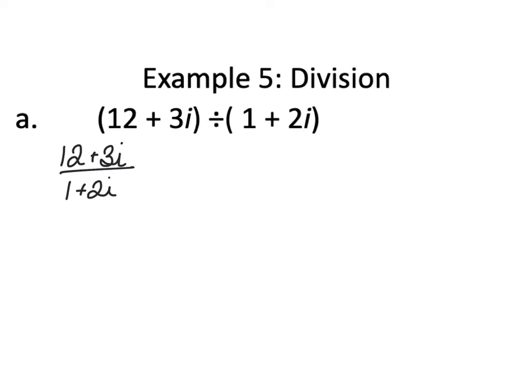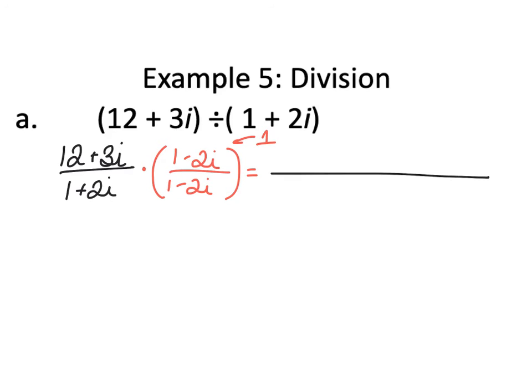So in this division problem, I am going to multiply by a disguised form of 1 using the conjugate of the denominator, which would be 1 minus 2i. So I have to do that on the top and the bottom because this now is actually 1 and I'm not changing the value of anything in this problem. So I'm going to multiply the numerator together, which is going to give me 12 minus 24i plus 3i minus 6i squared. And I know I have some cleaning up to do there in the numerator.